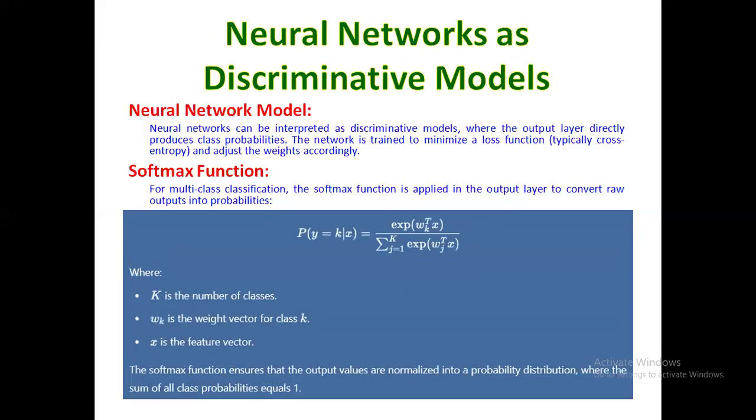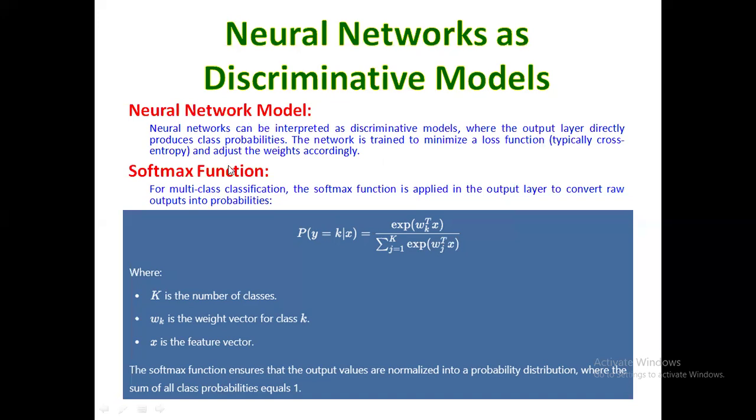Next, neural networks as discriminative models. These neural networks we will be studying separately in future lectures. Neural networks can also be viewed as discriminative models when used for classification tasks. In neural networks, the input is X. Input X is processed through multiple layers of neurons, and the output layer produces the predicted probabilities for each class. Neural networks are especially powerful when dealing with complex, high dimensional data like images, audio, and text, as they can model nonlinear relationships between inputs and outputs.